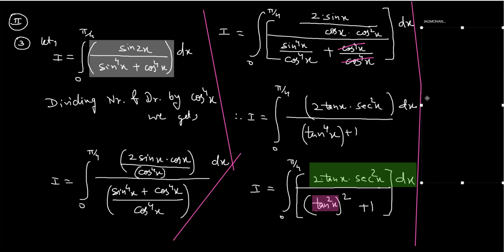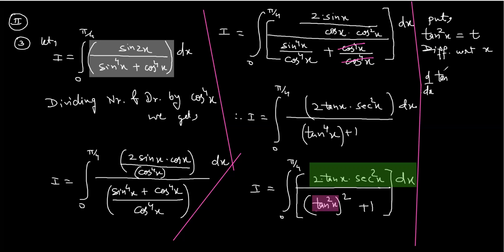I will put here tan square x as t. So the next step is I go for substitution. Put tan square x equals to t. As you all know, after substitution, the immediate next step is differentiating. Differentiating with respect to x.